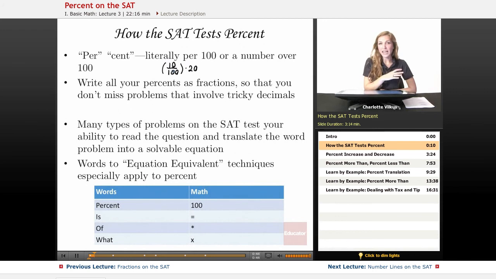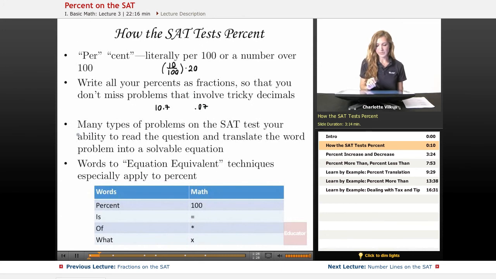If you want to be able to do SAT problems really well and super quickly, it's important that you write all of your percents as fractions so that you don't miss problems that involve tricky decimals, especially when we're looking at maybe 10.7% of something or different decimals in our numbers. The decimal place can get really mixed up if we're just trying to put everything as, oh, 7%, I'll put 0.07. If we just put the number over 100, we're going to get the problems right, no problem. So this is just an important thing to keep in mind.